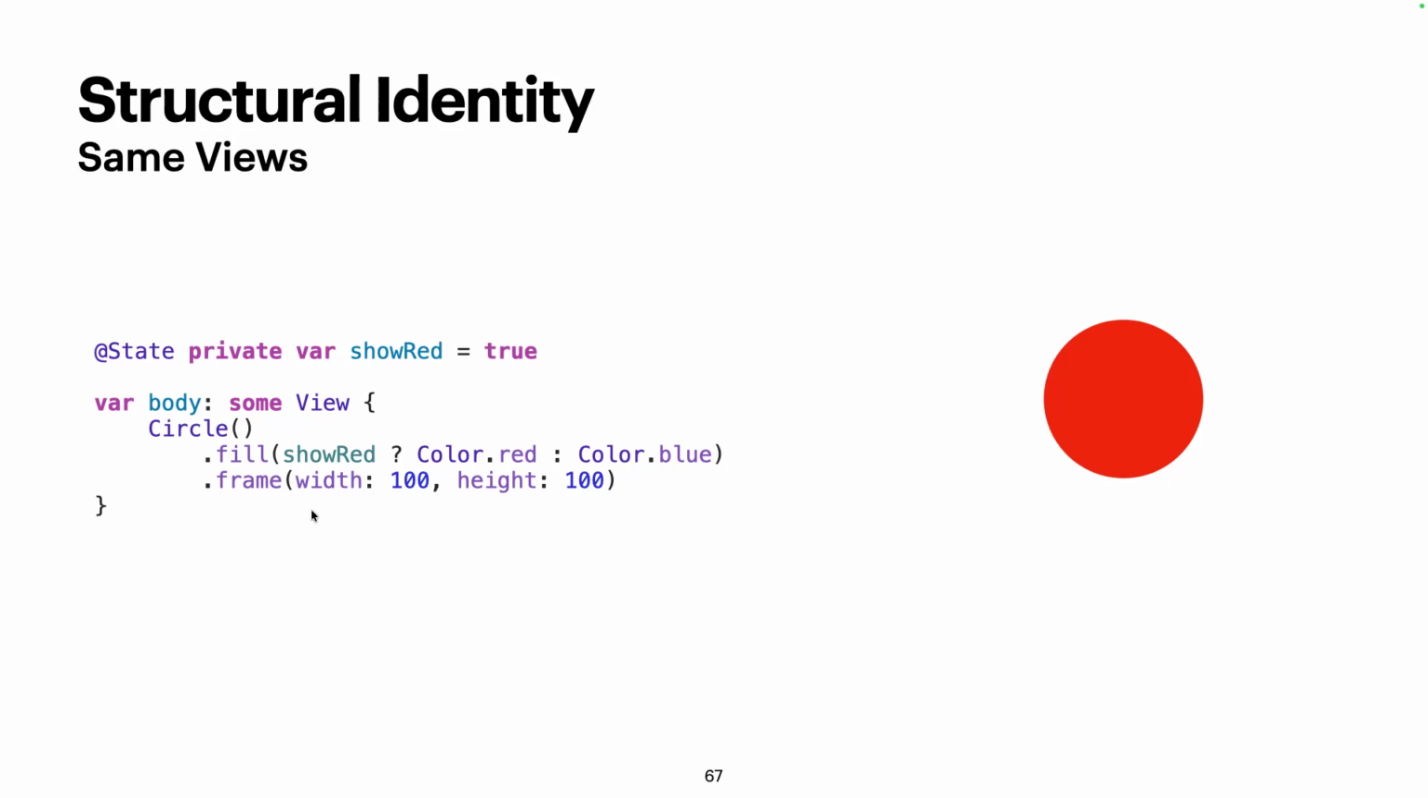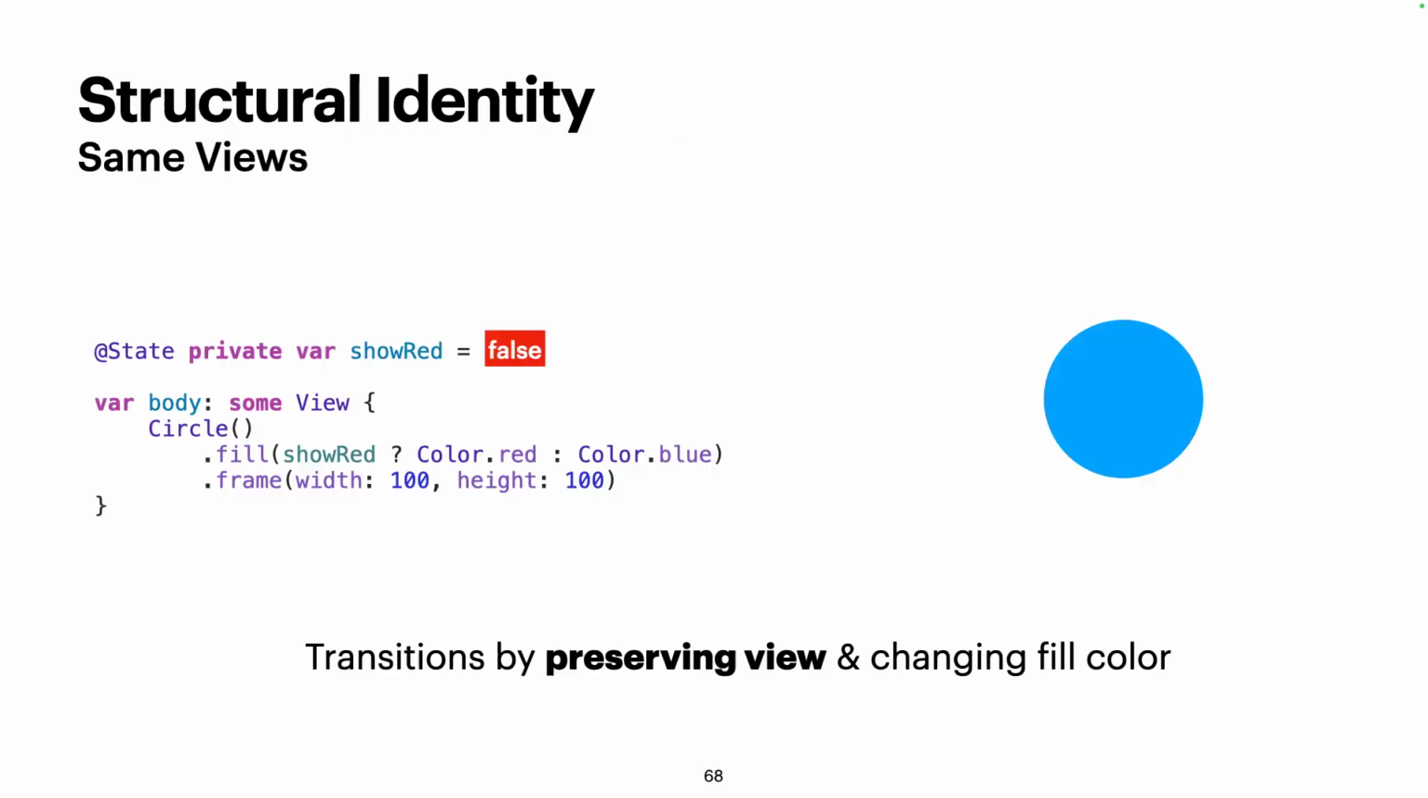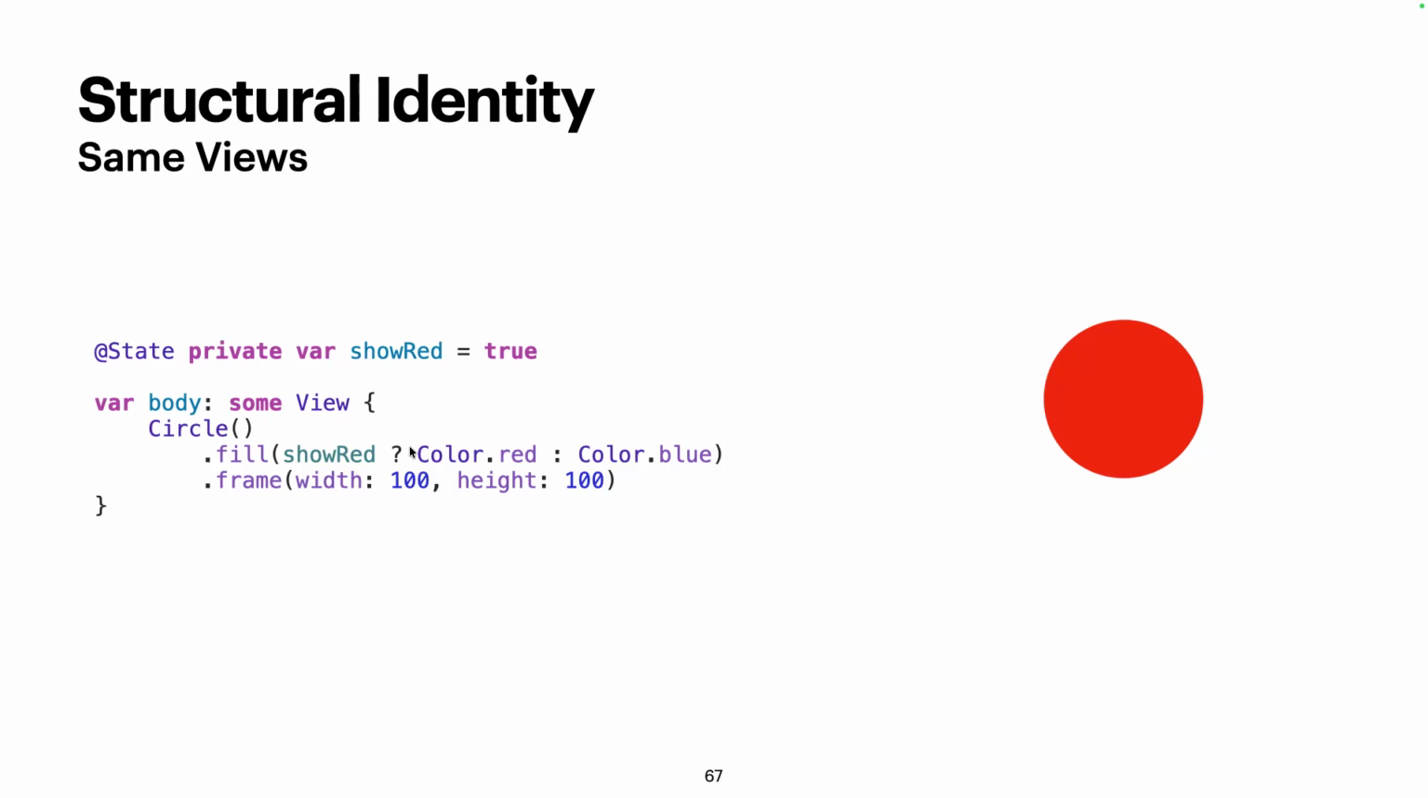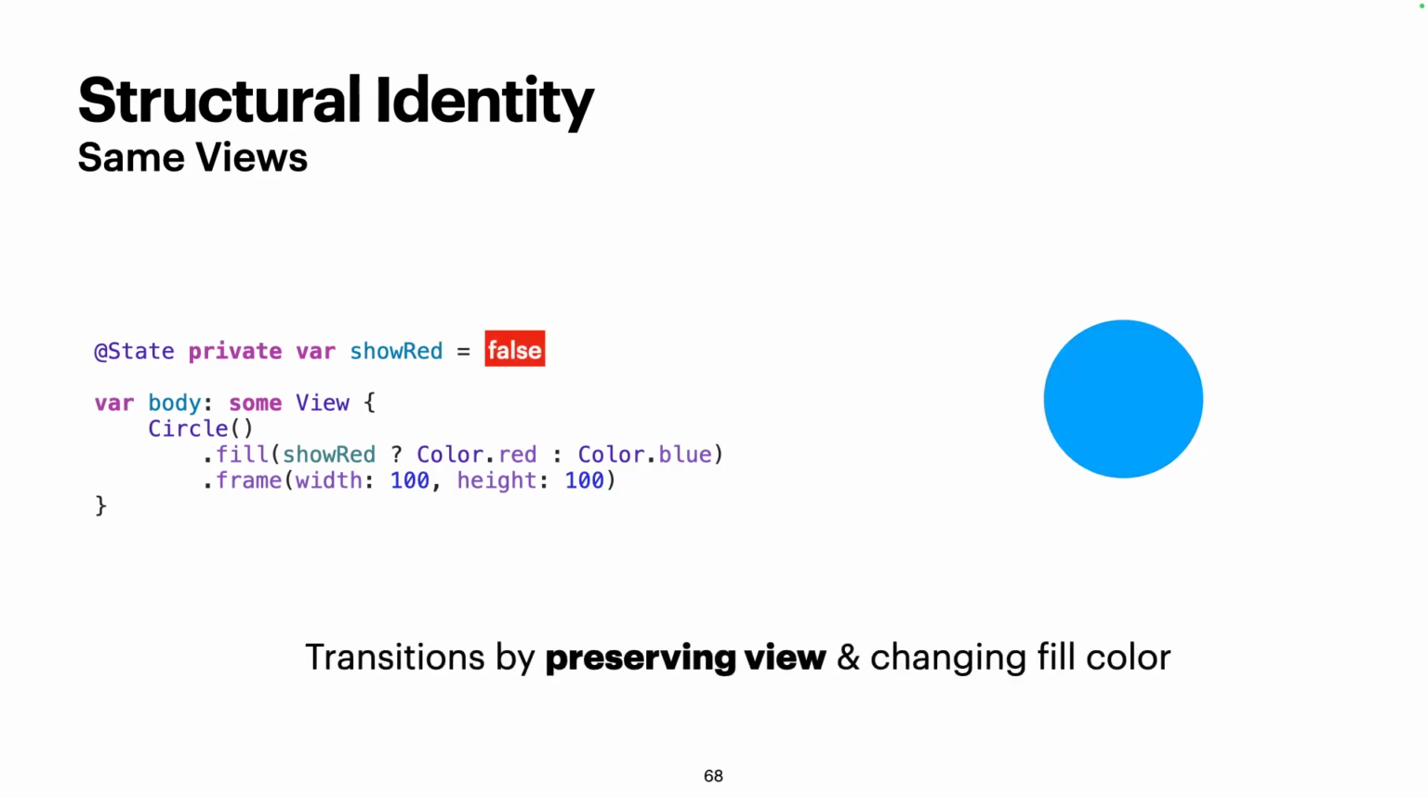So now, since they're the same view, when show red is false, it does not fade in and out anymore. It just basically changes the color into blue. It's the same view, right? So it preserves the view and just changes its fill color.